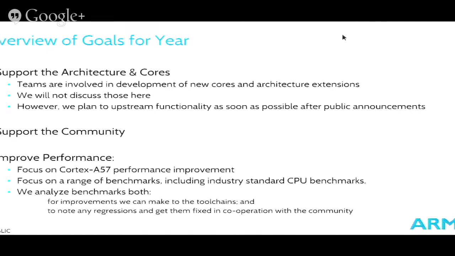We want to support the community. We want to make sure that the community has the best tools for ARM in LLVM and GCC. And we have performance. Obviously, we want the tools to work well and perform well. So we're focusing this year mostly on Cortex-A57 performance improvements. We're focusing on a range of benchmarks, and we analyze those benchmarks both to make the code better ourselves, and also to make sure that the work that goes on upstream in the community doesn't cause regressions. And if we do find regressions, we work with the community to get them fixed.